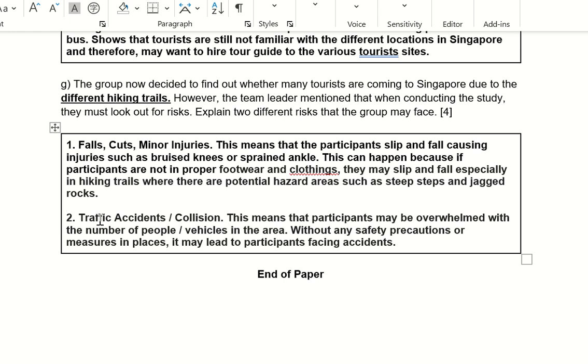Second one, you can talk about traffic accidents and collisions. This means that the participants may be overwhelmed with the number of people and vehicles in the area. Because of course it's a tourist attraction, there might be overcrowding, and without any safety precautions or measures in place, it may lead to participants facing accidents. So again, you are explaining the different risks that may happen if you do different hiking trails as a hypothesis.